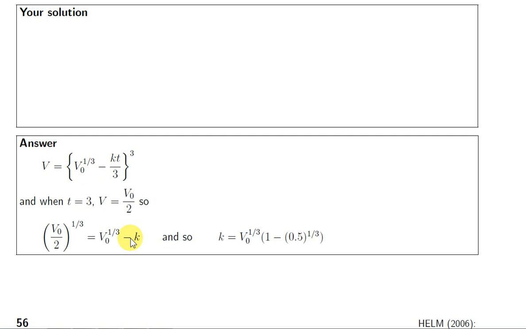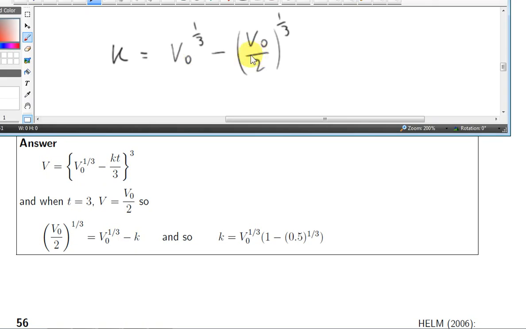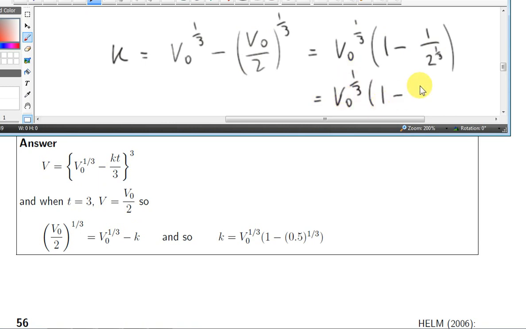And we can write K like this. We can factorize V0 to the power of 1/3 out of this. So we're going to get 1 for this term. And for this term here, we're going to get minus 1 over 2 to the power of 1/3. Well, that's the same as 1 minus a half to the power of 1/3, because 1 to the power of 1/3 is just 1.